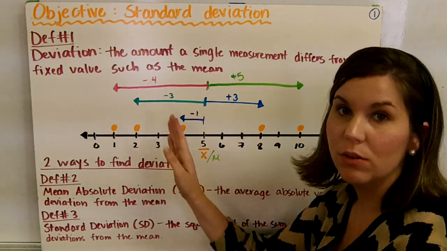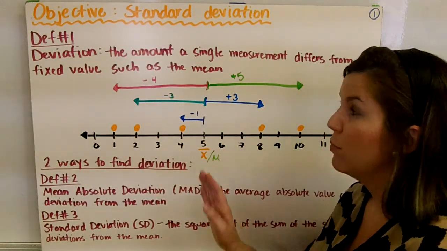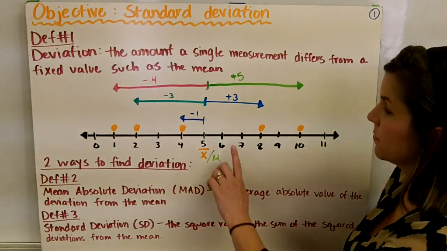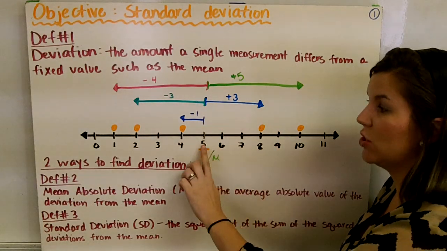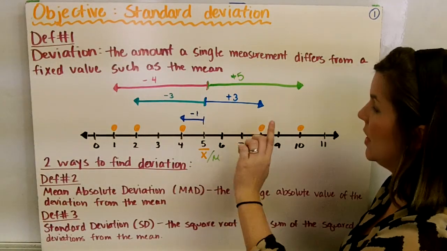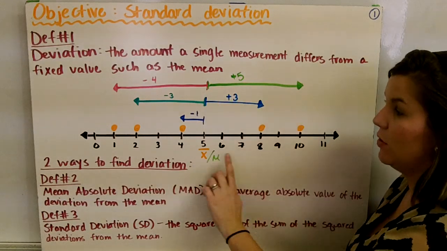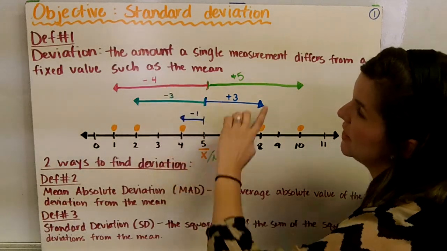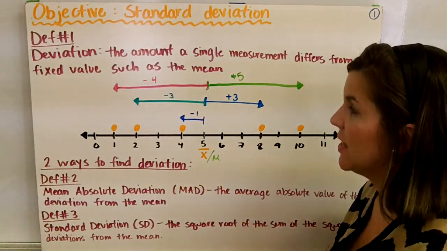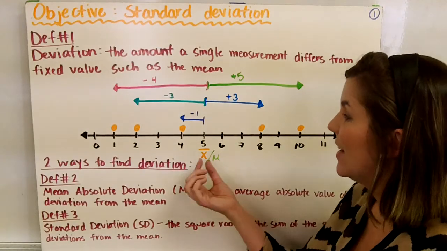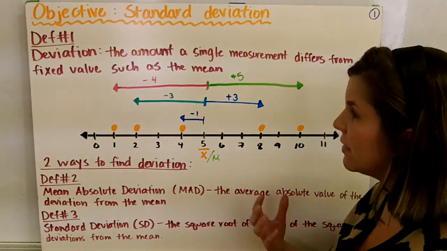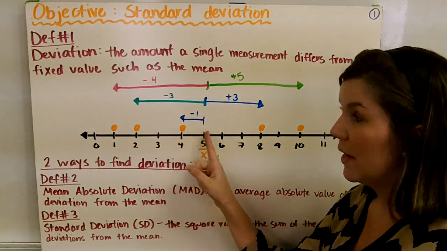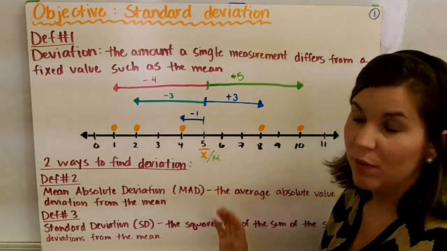2 is 3 units left of 5, our mean. 1 is 4 units left of 5. 8 is 3 units to the right of 5, so +3. And 10 is 5 units to the right of 5. So if we take all of these deviations and add them together, they're going to give us 0, because that is our mean. Now this doesn't really tell us anything. We can just see how much each value is away from the mean.